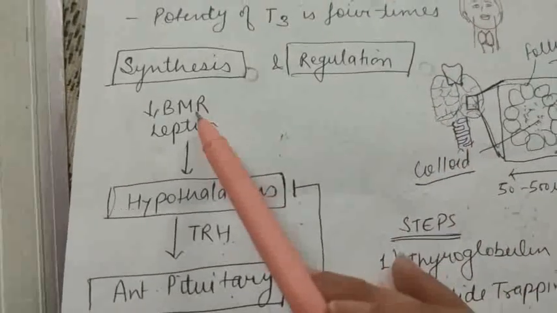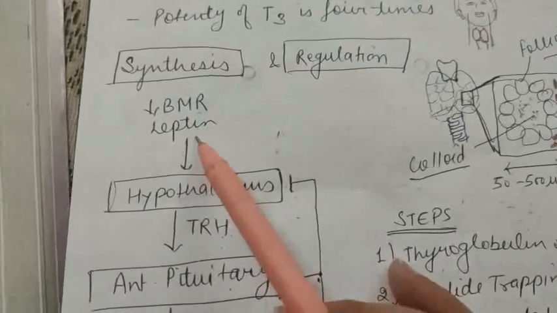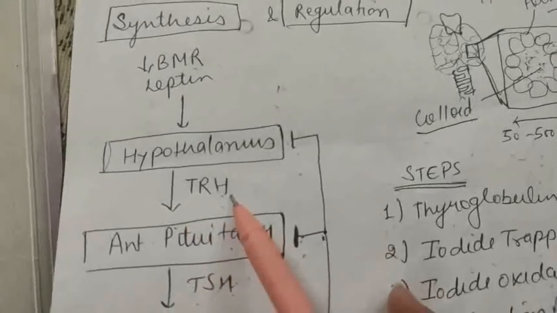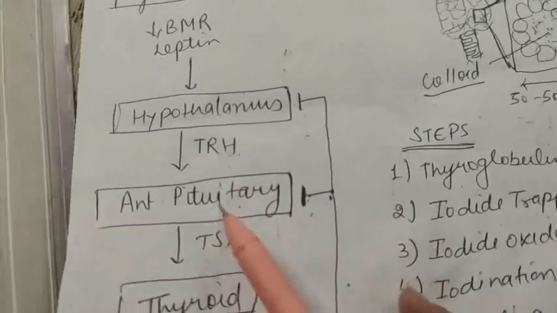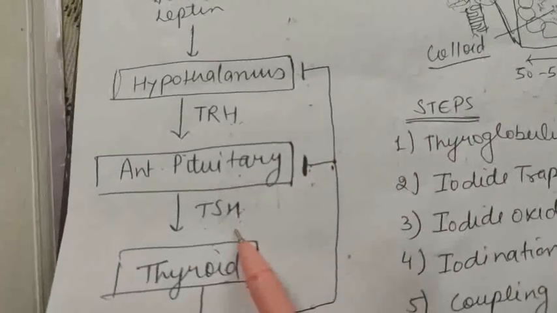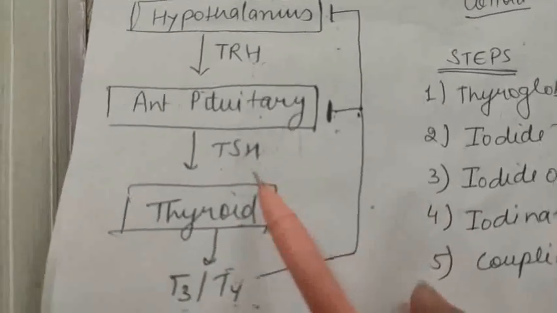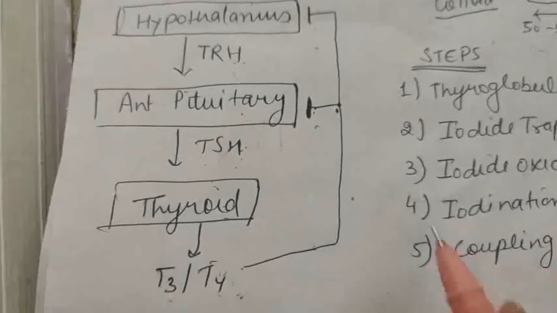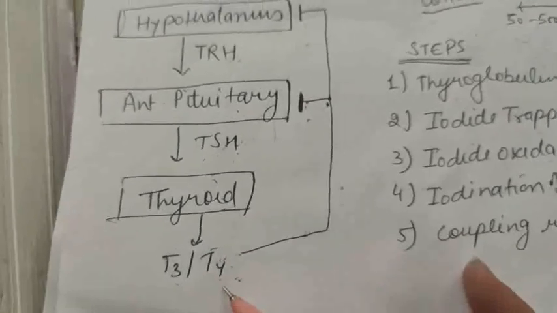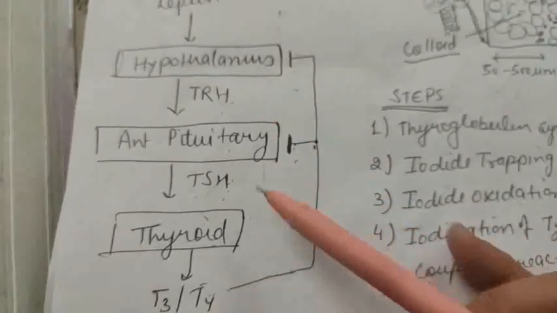Whenever there is a decreased metabolic rate, or some hormones can also influence, the hypothalamus releases thyrotropin releasing hormone, TRH. TRH acts on the anterior pituitary to stimulate it to secrete TSH, thyroid stimulating hormone. This TSH, when released, acts on the thyroid gland and stimulates it to secrete T3 and T4. In the regulation part, you should know these three points.